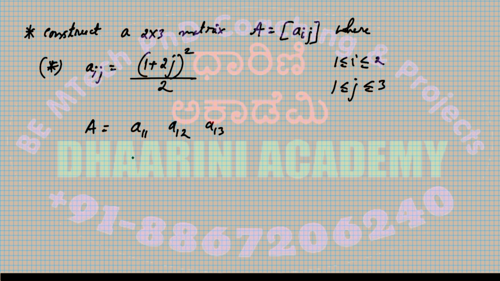But the number of rows is decided by the i value only, 2. So this is A21, A22, A23. This is what I need to create now. Now I have to substitute the various possible values for i and j to get the values. So we'll put 1 and 1 here, right?